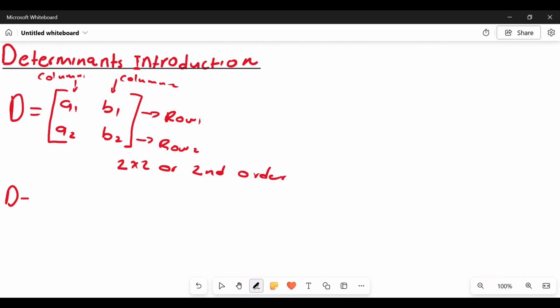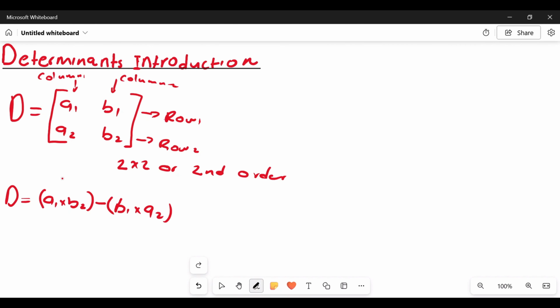Now, when you calculate the determinant, guys, from this square matrix, you must have the product of the first entry, A1, and the last entry, which is B2. So when you multiply A1 with B2, this product here should be subtracted by the product of entry 2, which is B1, multiplied by A2. So this here, guys, is how you calculate the determinant.